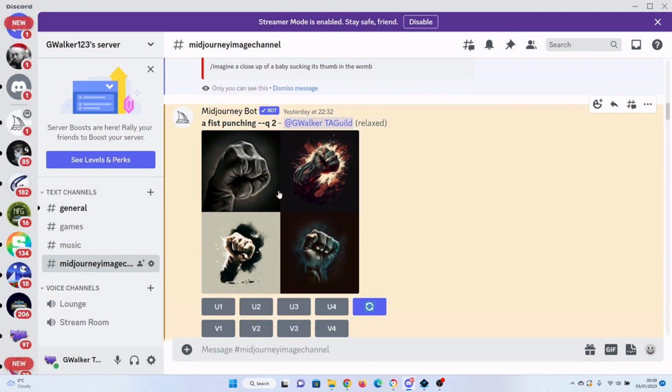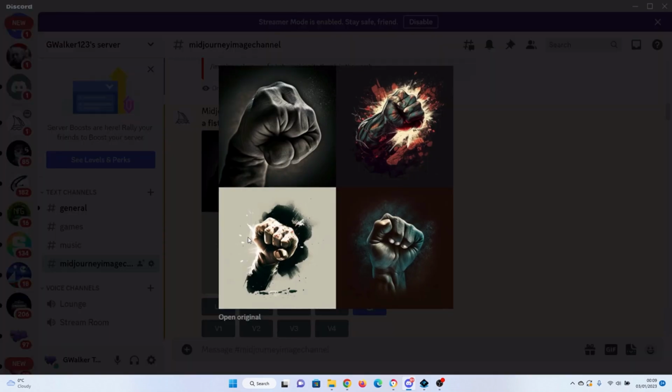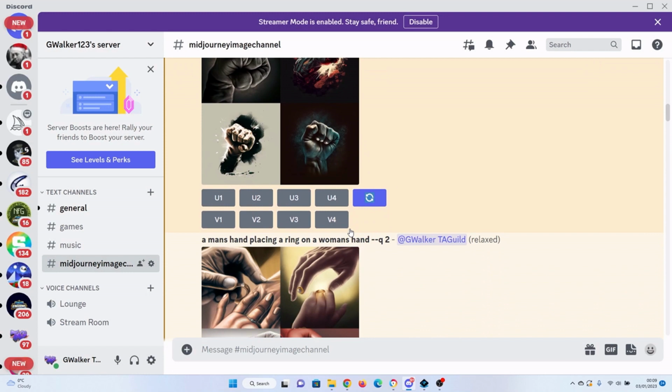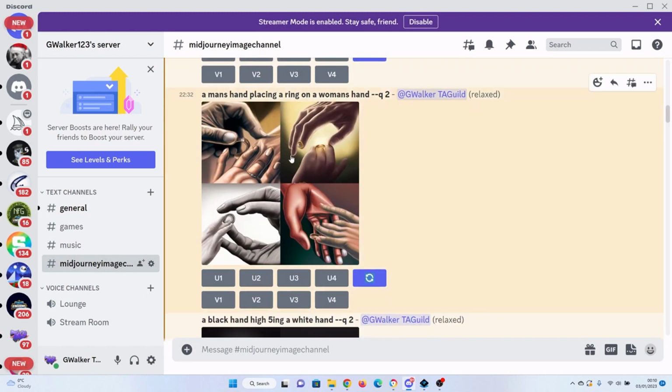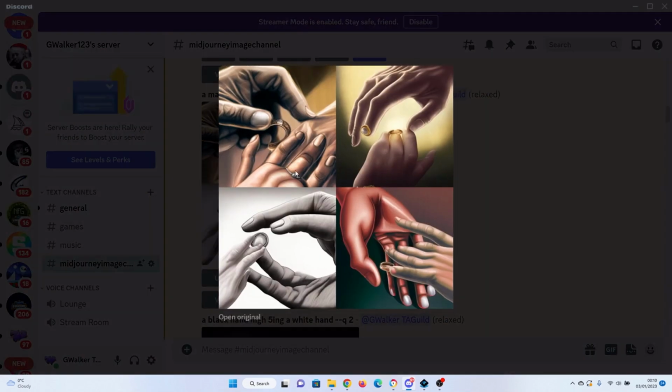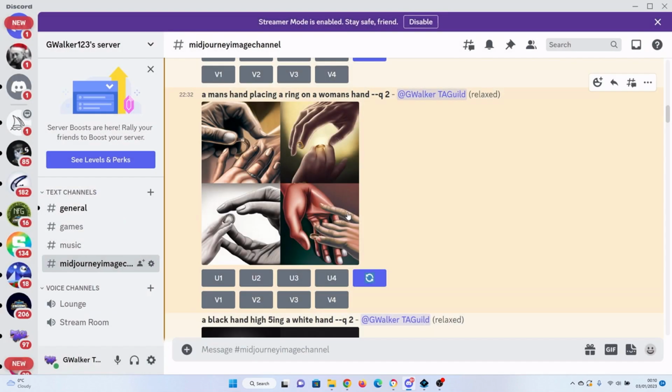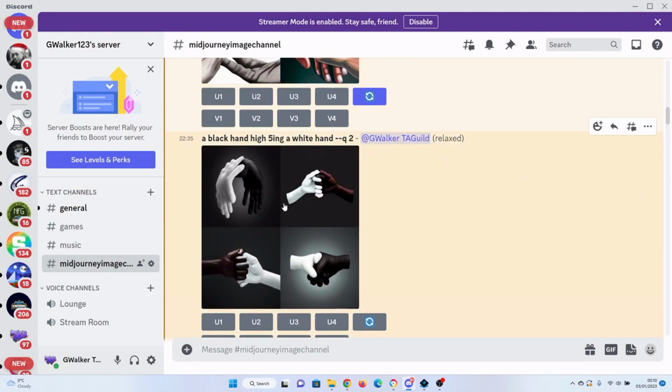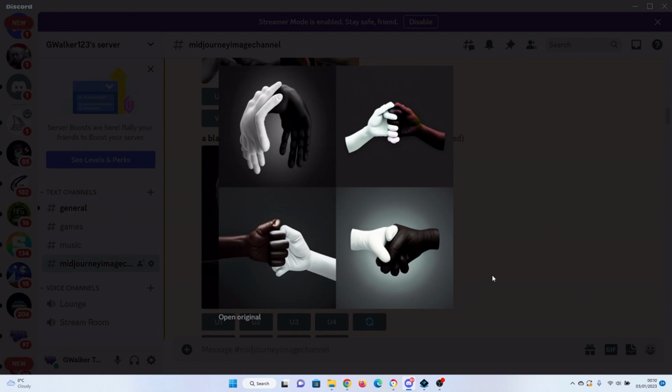Here's my second one, a fist punching. This one is looking good. The other ones, not so much. Can you see the digits have started to mould into each other? The general shape's there, but it's not accurate at all. And your mind is designed to spot this a mile off. A man placing a ring on a woman's hand. Well, I don't know what they are. They're vague approximations of what fingers are, but it's not close. A black hand holding a white hand. Sort of.